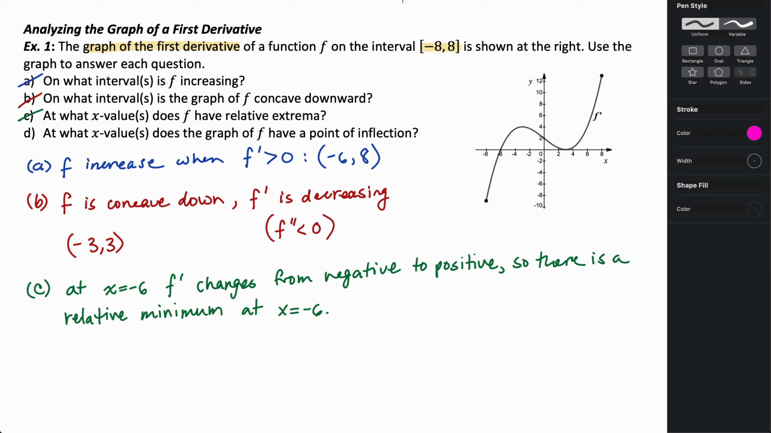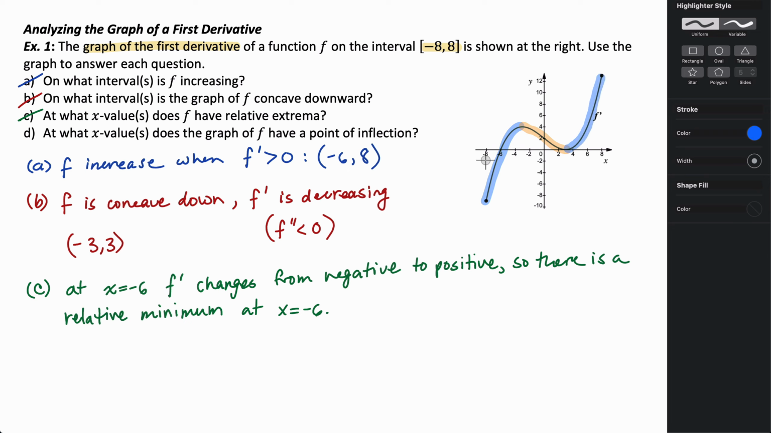So if we look at intervals where our derivative changes from increasing to decreasing, that's going to be where we have inflection points. You can see that my derivative is increasing from negative 8 up to negative 3 here. And then it decreases from negative 3 to 3. And then it increases again from 3 to 8.